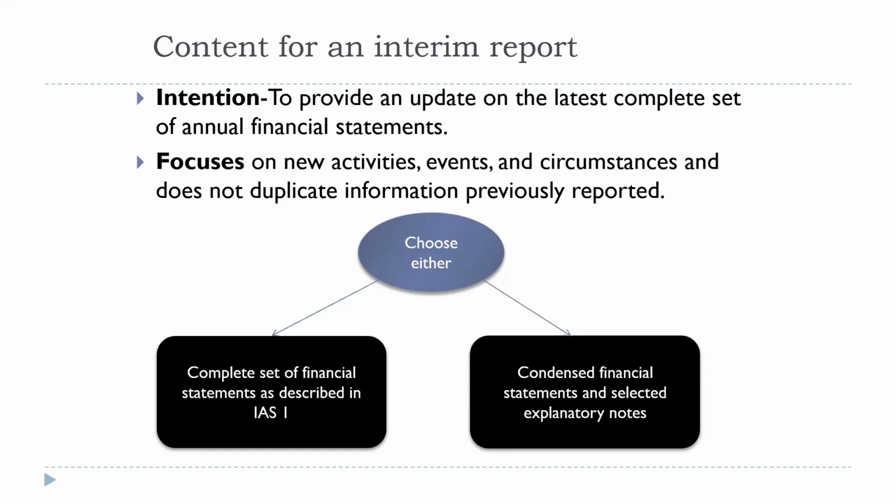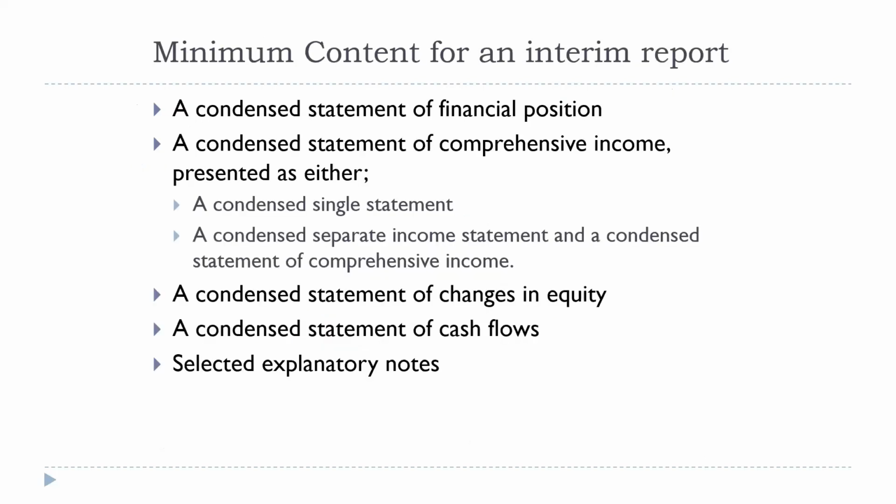So we either choose a complete set of financial statements or we choose a condensed set. If someone chooses a complete set, they simply need to refer to IAS 1 Presentation of Financial Statements. If they choose a condensed set of financial statements and selected explanatory notes, they continue to abide by the principles of IAS 34 Interim Reports. So the minimum content for an interim report is a condensed statement of financial position, a condensed statement of comprehensive income, either a single statement or two statements depending on what your policy was earlier, a condensed statement of changes in equity, condensed cash flow, and selected explanatory notes.